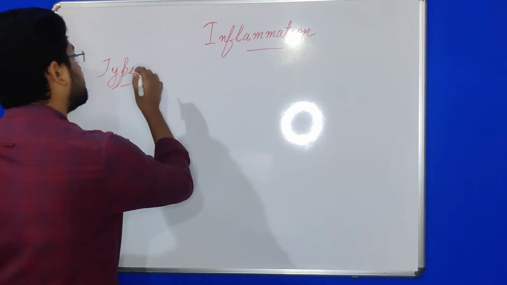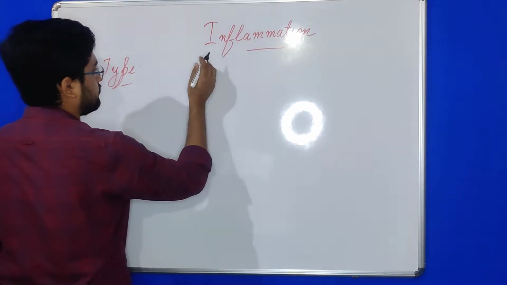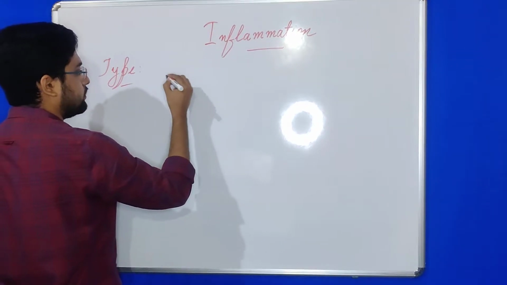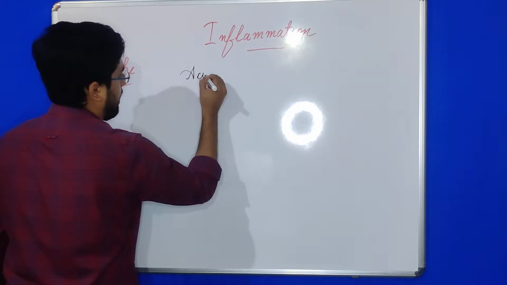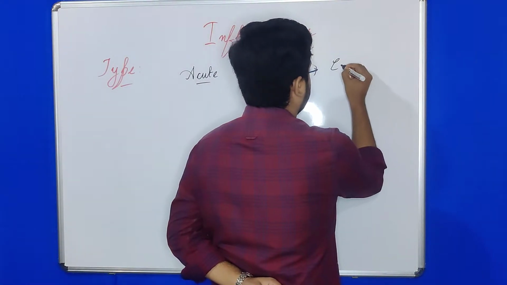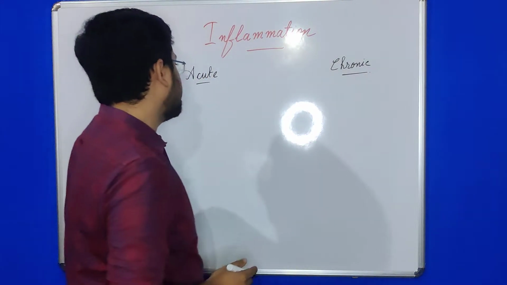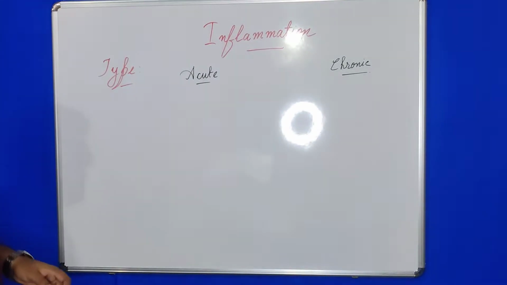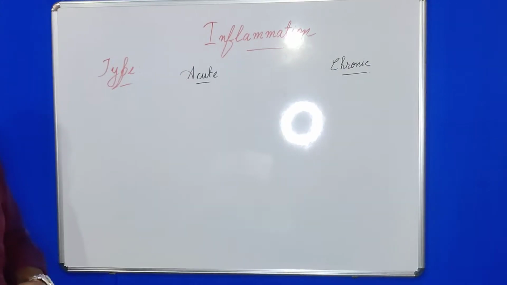So how many types are there? There are 2 types of inflammation, and I will discuss the 2 types in 2 parts of videos. First is acute, second is chronic. Now, basic things about chronic and acute inflammation. We will read it, we will memorize it in a chart form so that it becomes easier.